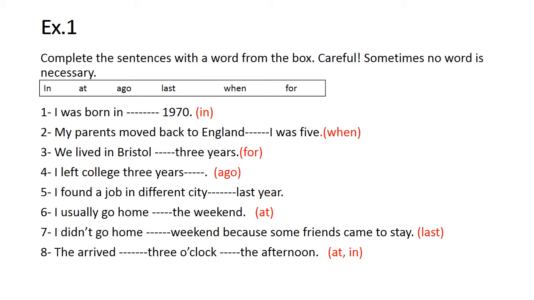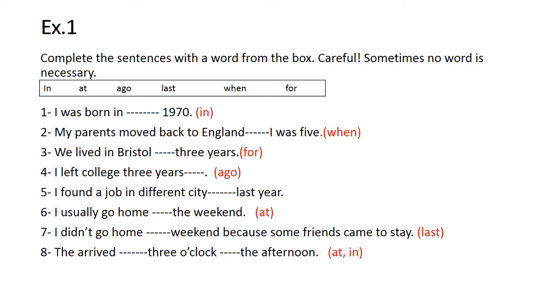Number 2: My parents moved back to England when I was 5. I choose "when". My parents moved back to England when I was 5. Number 3: We lived in Bristol for 3 years. We can say we lived in Bristol for 3 years. Number 4: I left college 3 years ago.